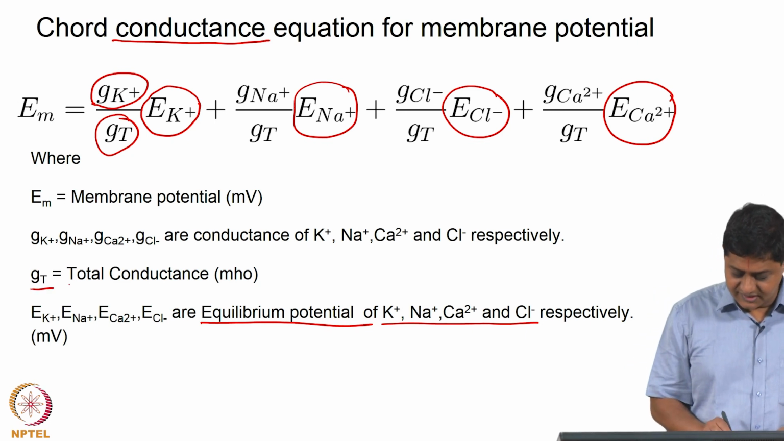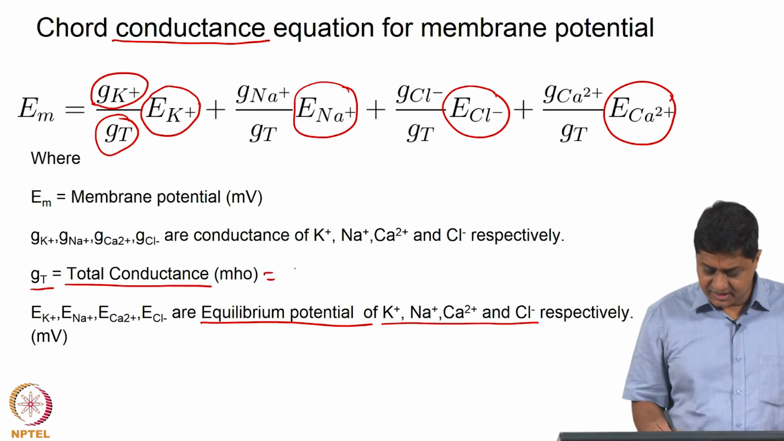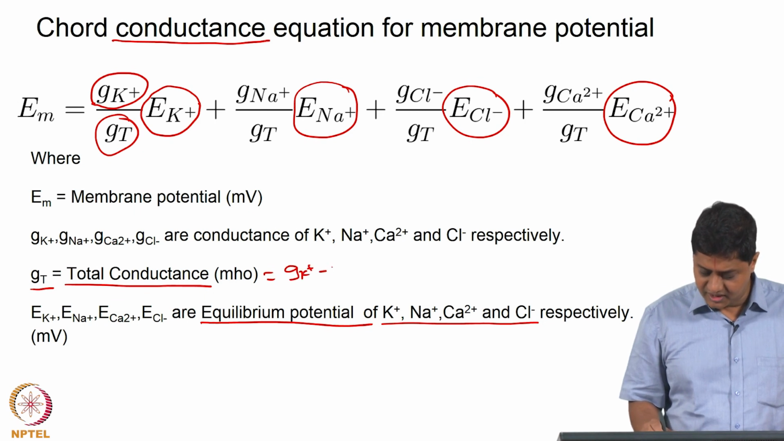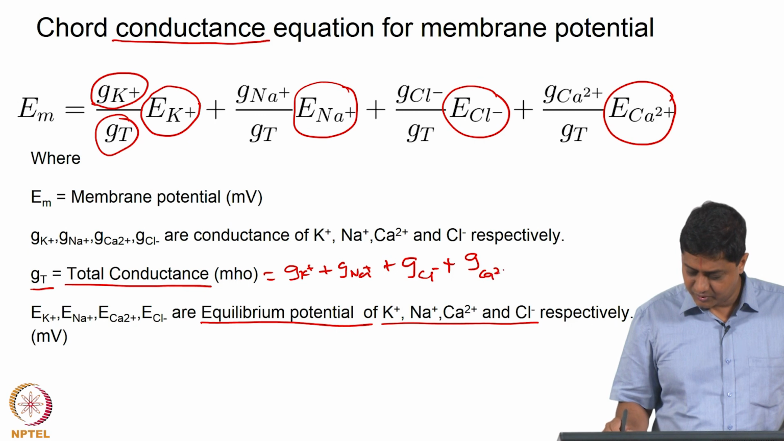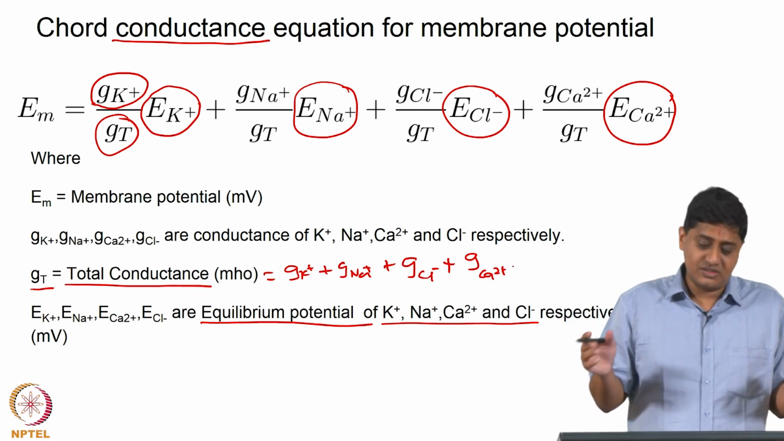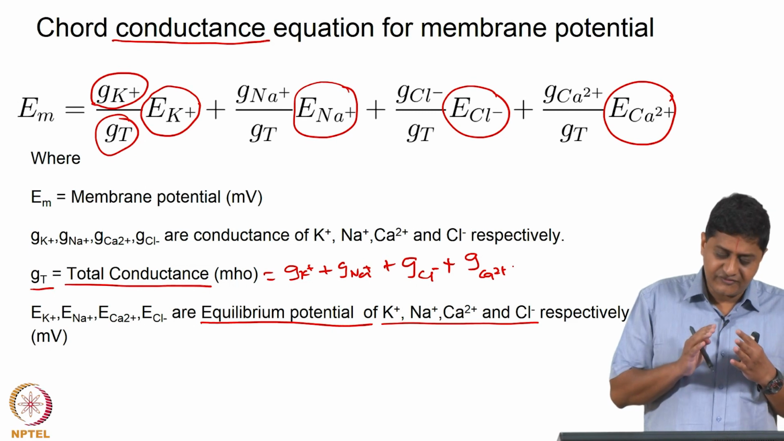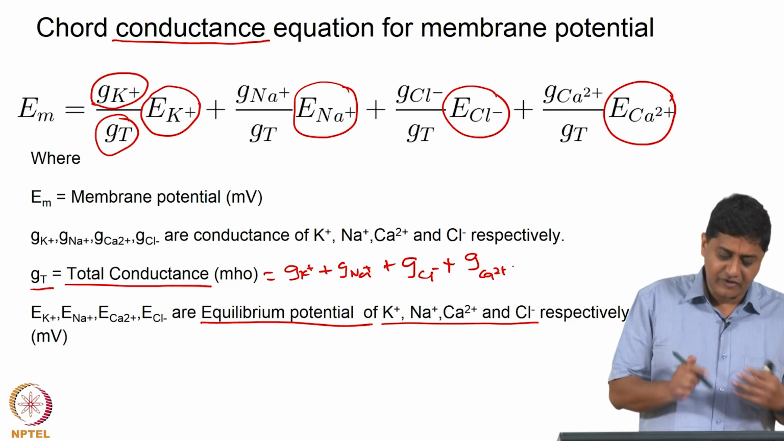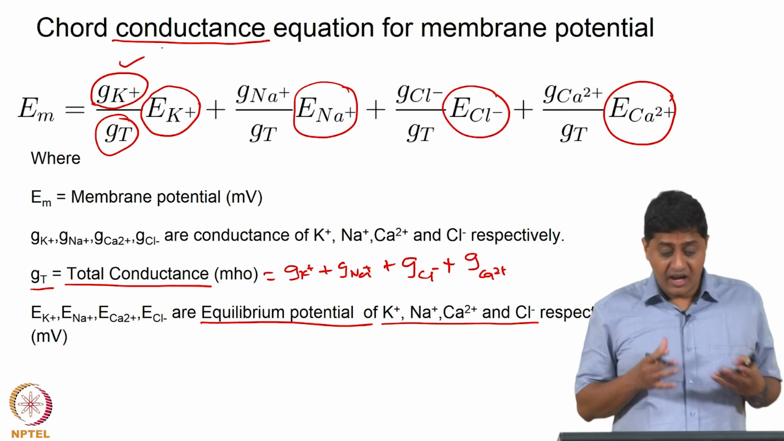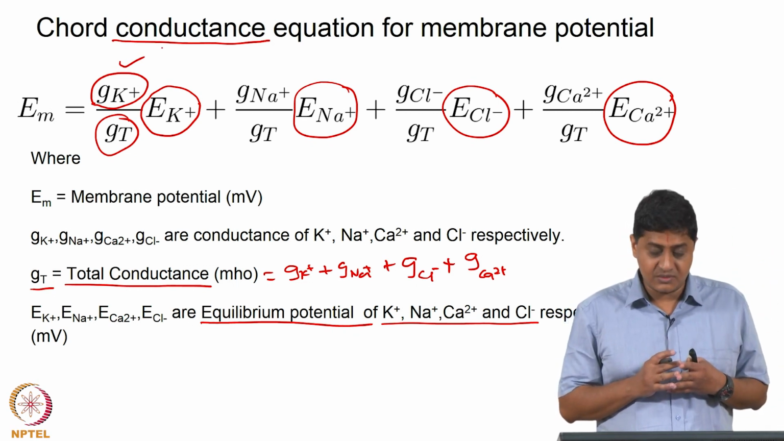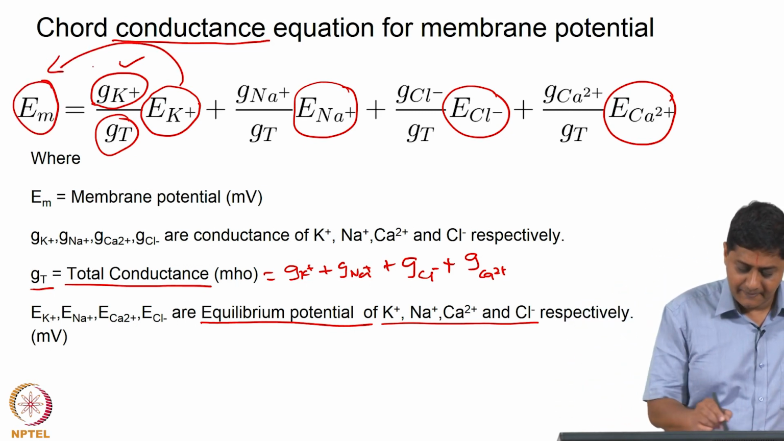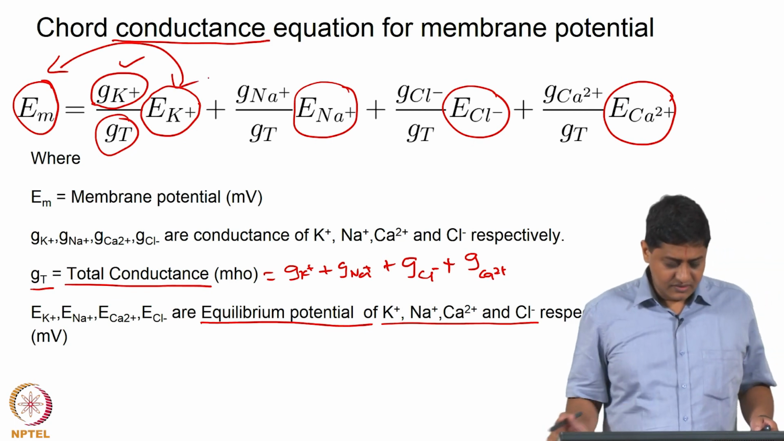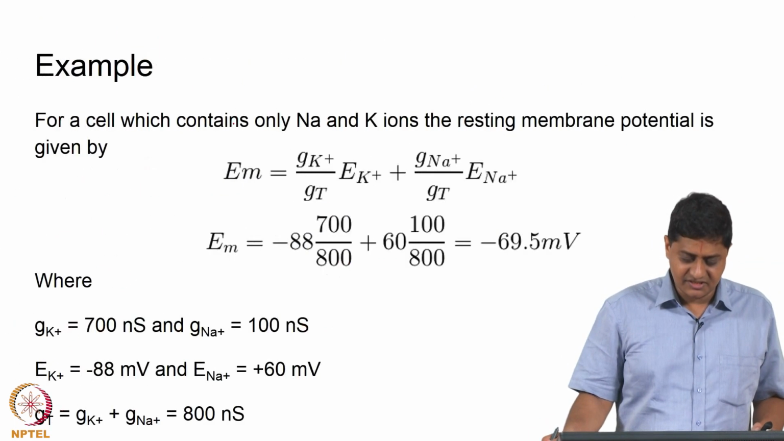Note G_T is the total conductance. What is it? That is basically the sum of G_K plus G_Na plus G_Cl plus G_Ca2+. So, there is a total conductance that the biological membrane has. Out of that, how much of the conductance comes from, say, the potassium alone? If a lot of the conductance comes from potassium, it would be reasonable to expect that E_M is closer to E_K, say for example. So, we solve a problem similar to that to illustrate this principle.